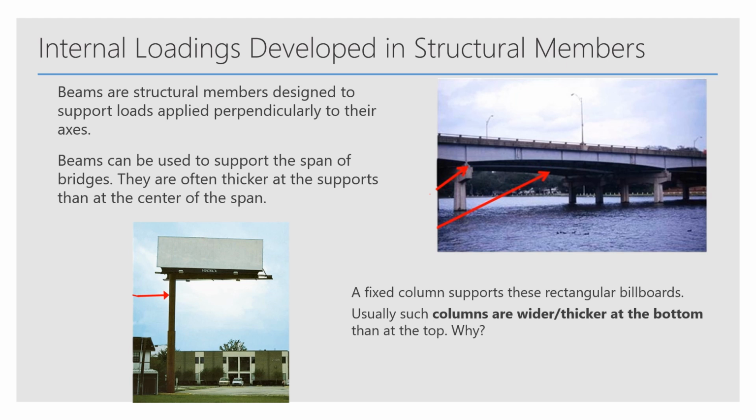Similarly, for a fixed column, like those for rectangular billboards, usually the columns are wider at the bottom and then thinner at the top. And the question is why, and this has to do with the internal forces that are associated with these beams and members that are supporting these structures.